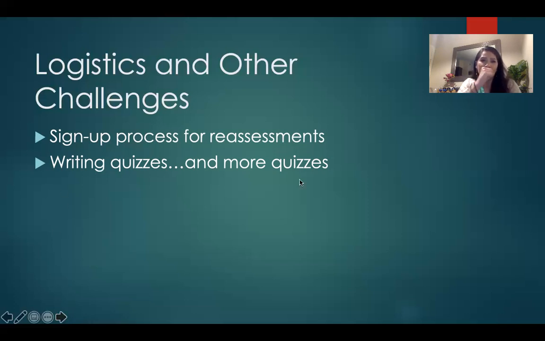All of that takes time. And because you have to be wary about reusing quizzes, especially at the very beginning, you have to keep writing more quizzes. I got really good at writing math problems.